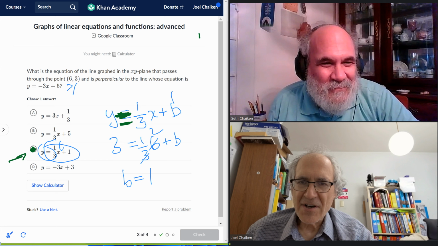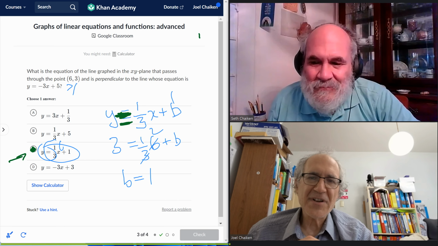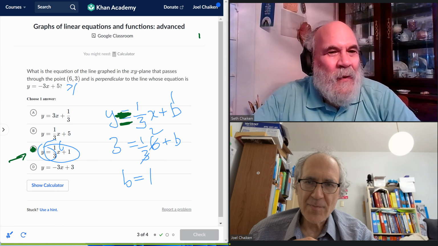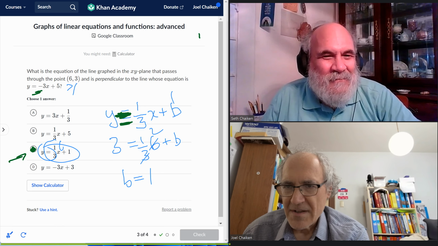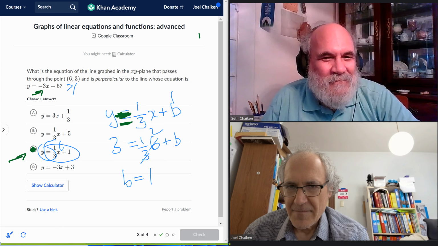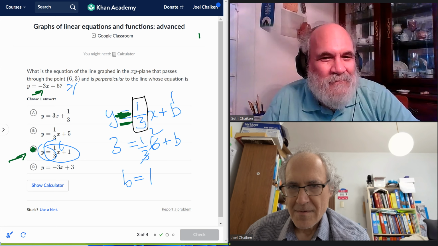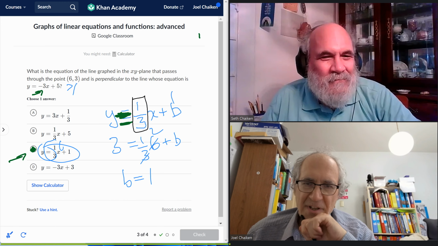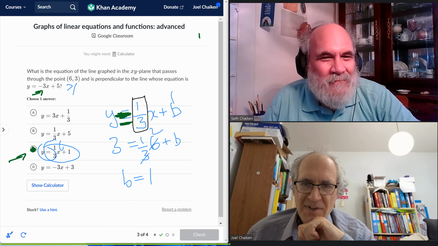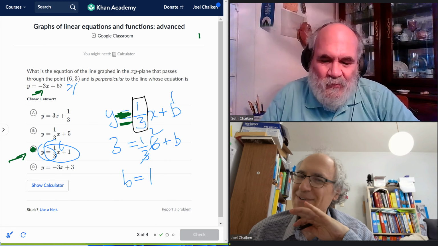Now you definitely have to know that a line perpendicular to another line has a negative reciprocal slope. Means if this is negative 3, then the slope has to be a third. Yeah, and this is pretty classic. Pretty straightforward. This is the 85.